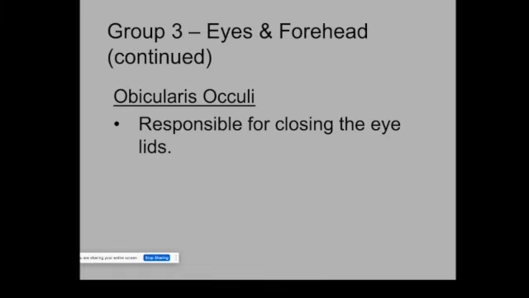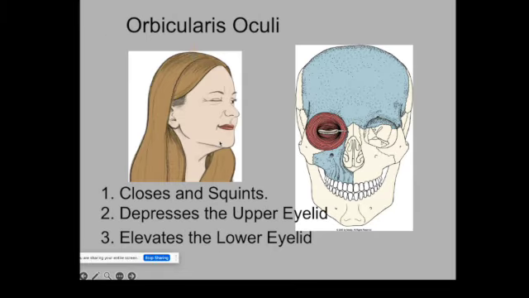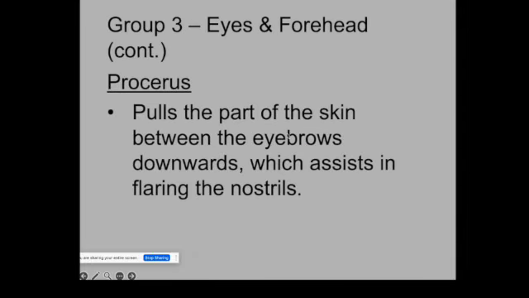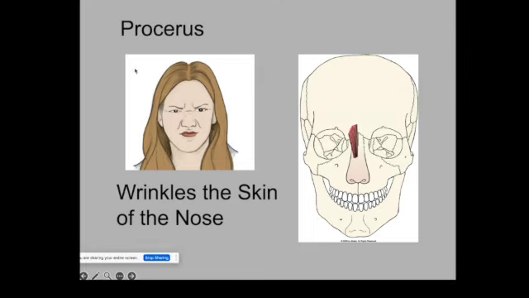And around the eyes, just like the mouth, orbicularis oculi, responsible for closing the eyelid. It closes and squints, depresses the upper eyelid, elevates the lower eyelid. Orbicularis oculi. And what about the skin between the eyebrows? Pulls part of the skin between the eyebrows downwards, which also assists in flaring the nostrils. So it's called the procerus. See that? The procerus. And can you see it also expands the nostrils, but wrinkles the skin of the nose. And that's an expression that's not uncommon.